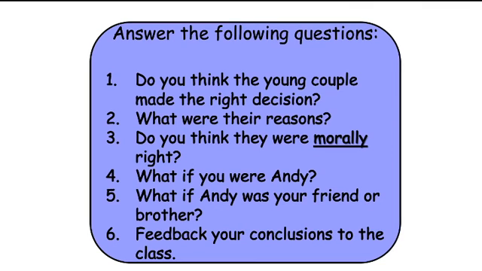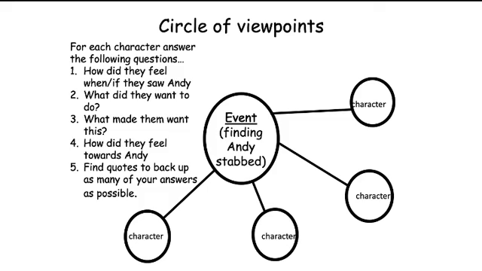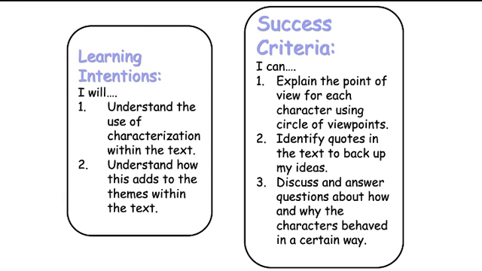I hope that this has helped you understand the characters in this story a little bit more, and also what they kind of add to the story, the moral message of the story. So if you go back and look at the success criteria, you should now be able to explain the point of view for each of the characters using circle of viewpoints. And you should have identified quotes in the text to back up your ideas. And then with the final task, you should have been able to answer questions about how and why the characters behaved in a certain way.